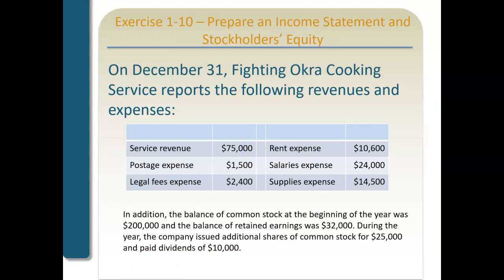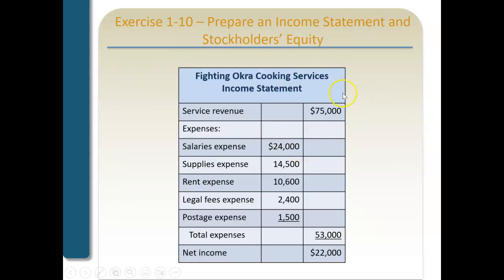What we want to do here is prepare an income statement. Now, guys, an income statement includes revenues and expenses, right? So the revenue is $75,000. The expenses are all here. This shows our net income, $22,000. Remember, an income statement only has revenues and expenses. That's it. Okay?